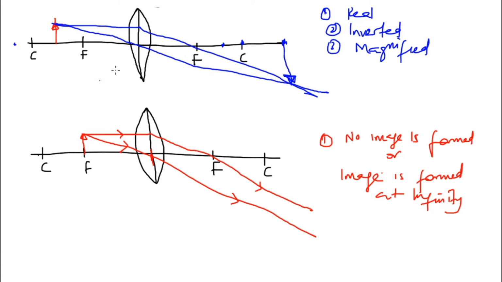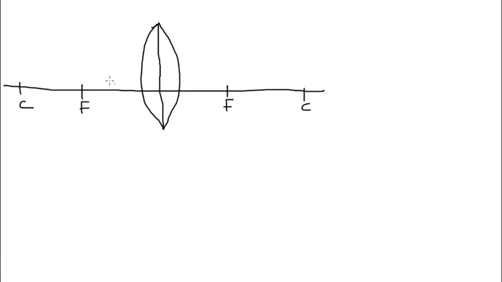Now let's talk about a point that is lesser than the focal point. So if I place an object at this point very close, the first position we considered was between F and C. The next one was exactly at C. The next one is formed beyond C. The next one is formed at infinity. Now we want to consider the last one. We want to see where it will be formed.